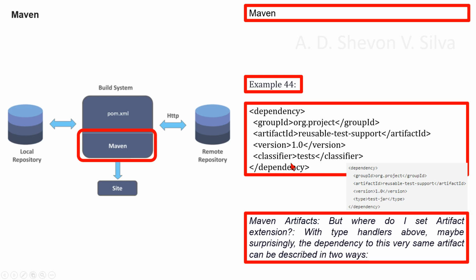Using the first way is somewhat explicit and is the recommended way. Not so for the cases when type handler carries some important extra information, like some custom packaging, where using type is more appropriate. Simply put, in this case the type test-jar is like an alias for ordinary jars with tests classifier.